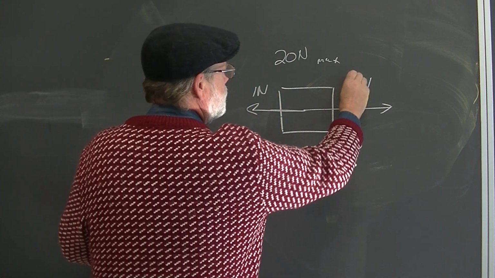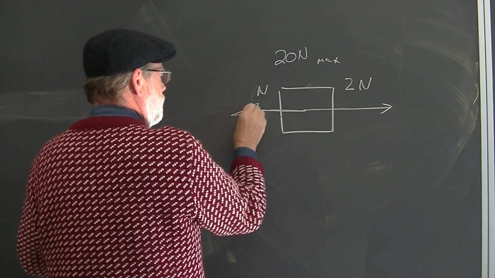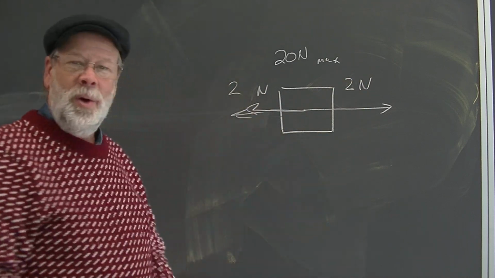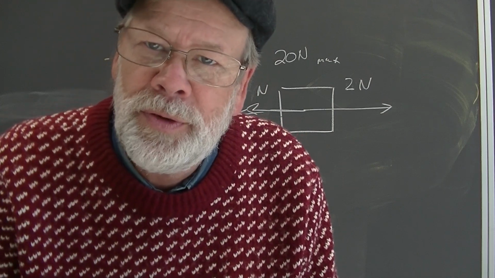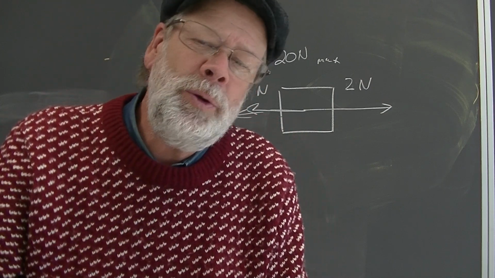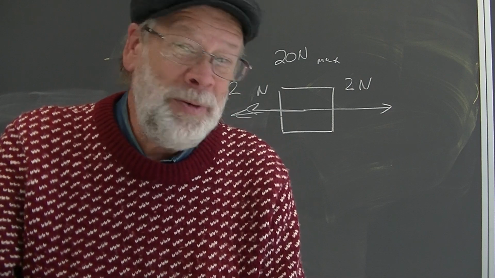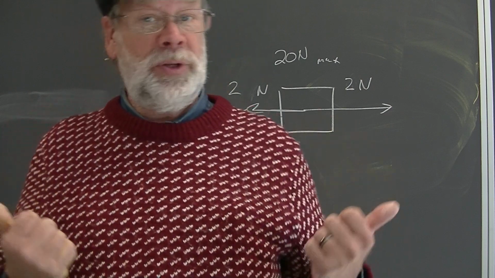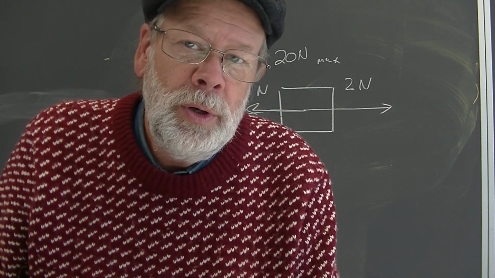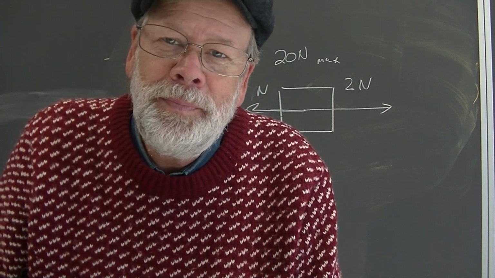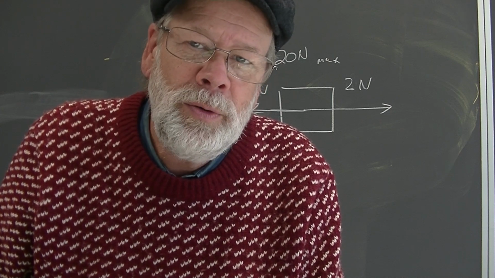Well, what if I apply 2 newtons? It'll go with 2 newtons of force. What if I apply 19 newtons? It'll pull back with 19 newtons of force. If I hit 20 newtons, now 20 newtons is the maximum. It'll pull back with 20 newtons of force. What if I do 21 newtons? Well, it can't do that. It cannot pull back with 21 newtons of force.